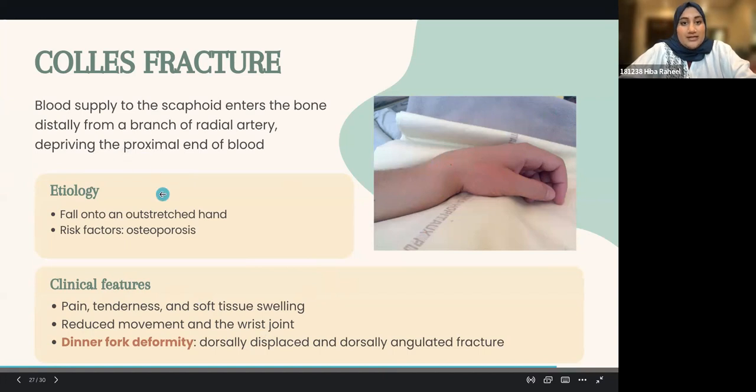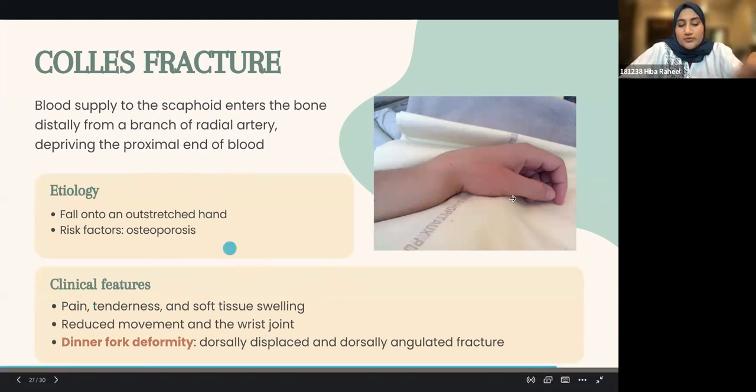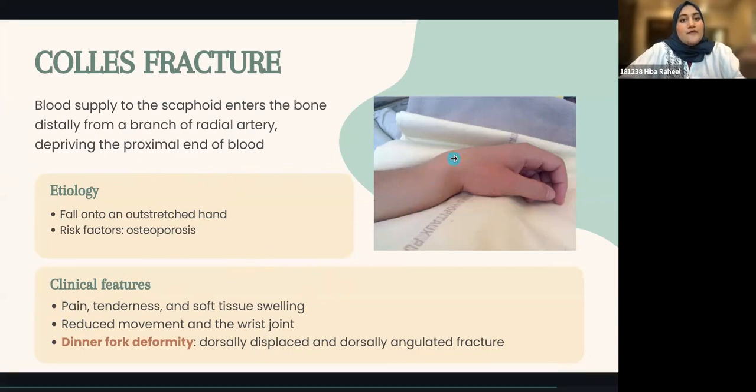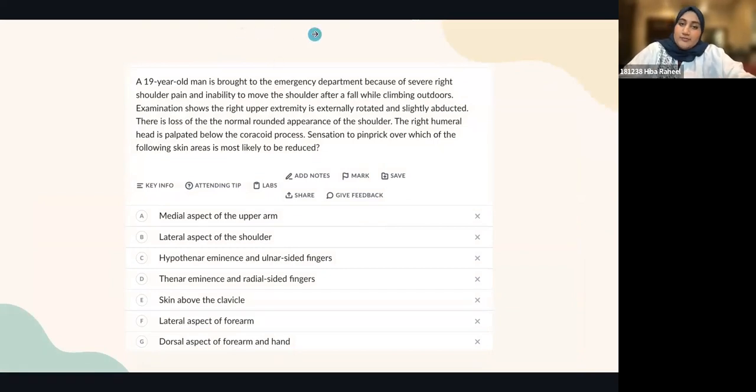So there's a mistake in my slides. I'll correct it and send it to you. This was supposed to be from the previous slide, so there's some sort of problem here. But this part is correct. So what are the clinical features? The patient is going to have pain, obviously tenderness, just like any other trauma or fracture. They won't be able to move their wrist, and you can see this angulated fracture. This is the Colles fracture or dinner fork deformity. Okay, I apologize for the mistakes, guys. I will correct my presentation and share it with you.